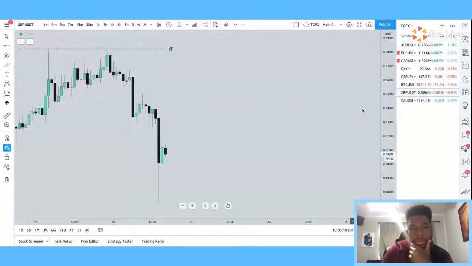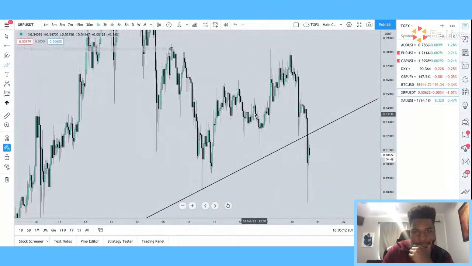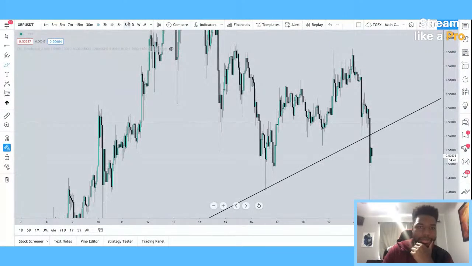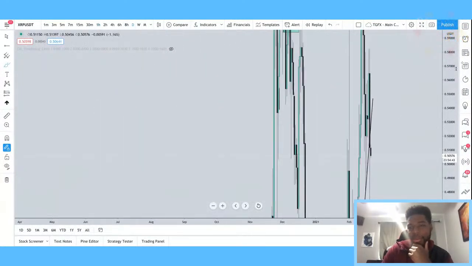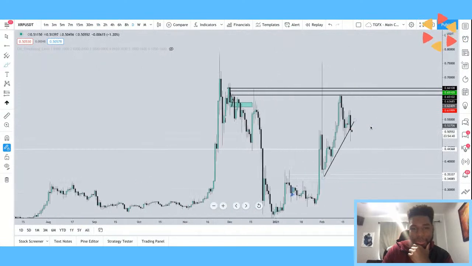All right, all right. Ooh, 50 cent. All right, we just broke the trend line. Cool. Yeah, I'm waiting for a dump on XRP, and I think it's coming very soon.